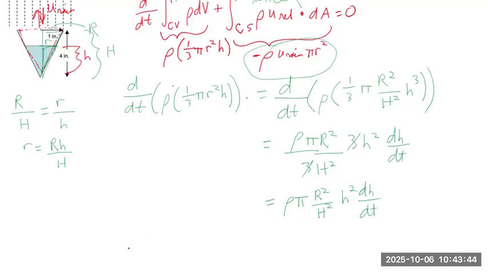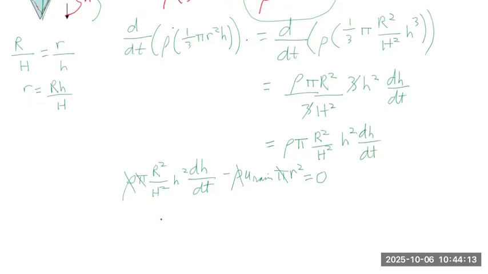So we now combine these two quantities. So rho times pi times r squared over h squared times h squared dh/dt minus rho times U rain times pi r squared is equal to 0. And certain terms cancel out like the rho and also the pi. So we are left with r squared over h squared times h squared dh/dt is equal to U rain times r squared.